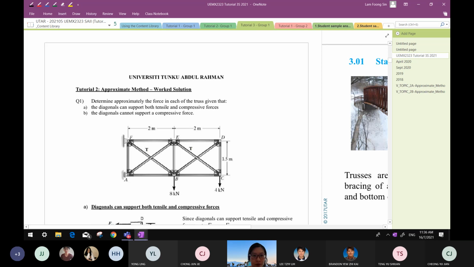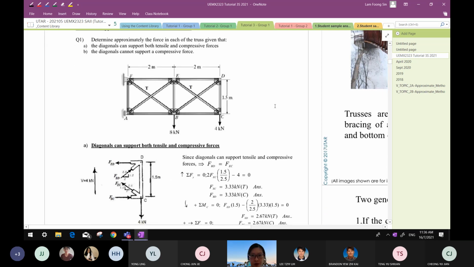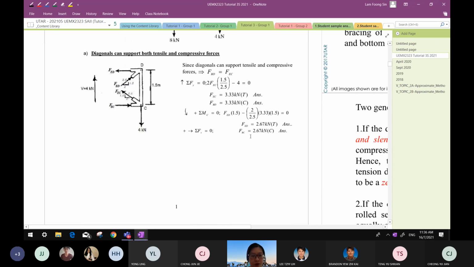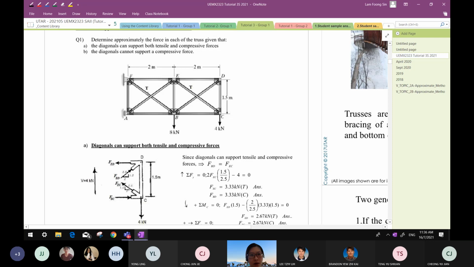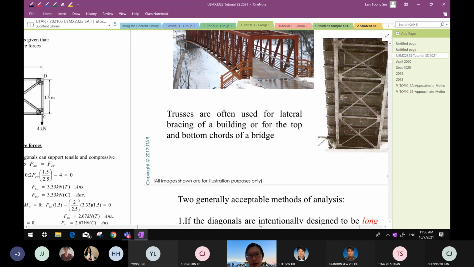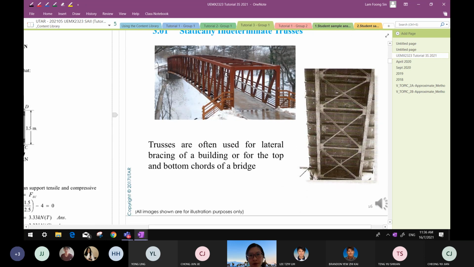This one is to find the forces in the trusses. Okay, that's the first part. And also you have a frame. Where can you find trusses? You find them on footbridges here. So here it's a 3D truss.